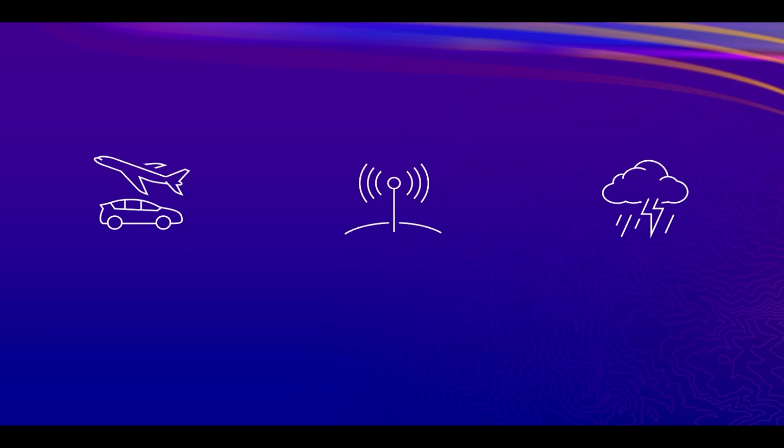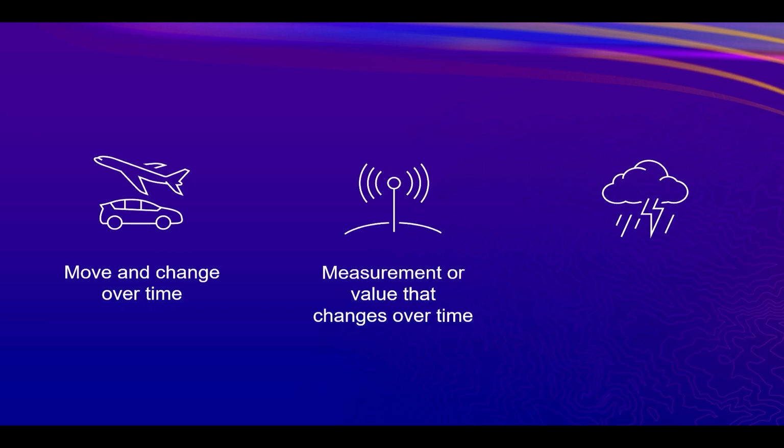Generally, it can be grouped into three categories. Firstly, things that move and change over time: vehicles, aeroplanes, or even people. Secondly, things that are stationary but have a measurement or value that changes over time. Think about an air quality sensor or a stream gauge. And thirdly, one-time events that happen in space and time, a lightning strike or a crime event.